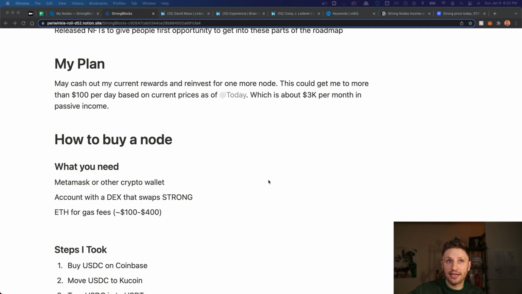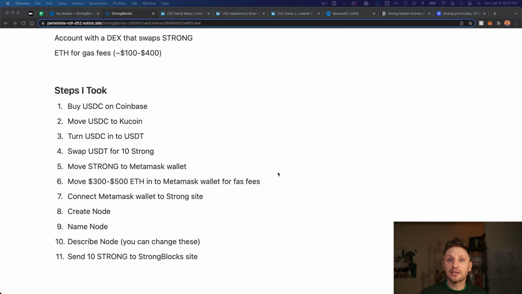You're going to need an account with an exchange so that you can swap for Strong. I use KuCoin. And you're going to need some Ethereum for gas fees. Here are the steps that I took back in November.